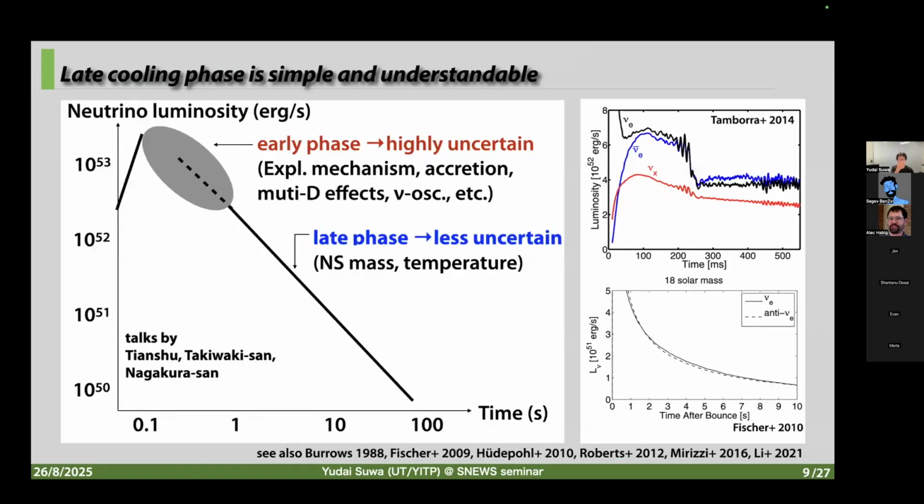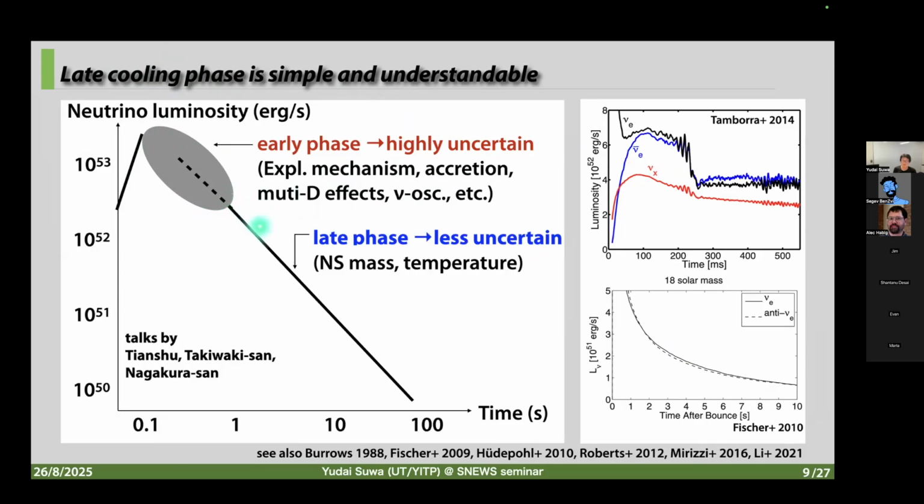So our main target is the late cooling phase for supernova neutrinos. Because in the early phase here, about a couple of seconds after the core bounce, there is much interesting physics: explosion mechanism, accretion on the proto-neutron star, multidimensional effects, neutrino oscillation, and so on. Unfortunately, it's too complicated. So based on numerical simulations, it's still very model dependent. That means it's highly uncertain.